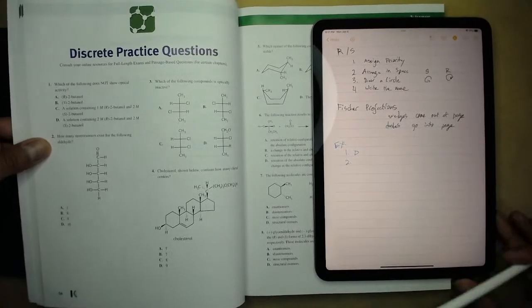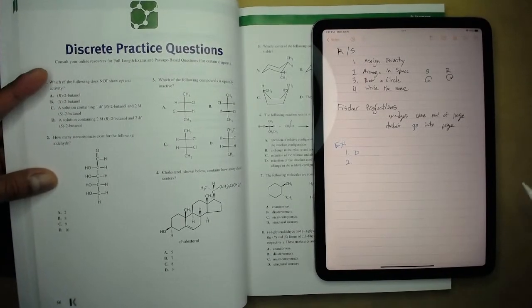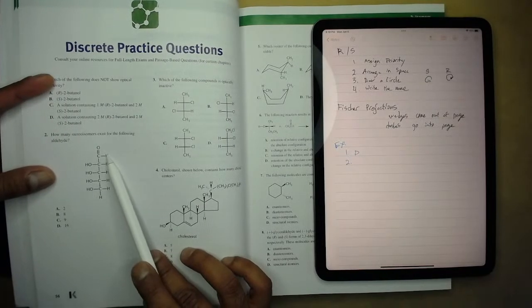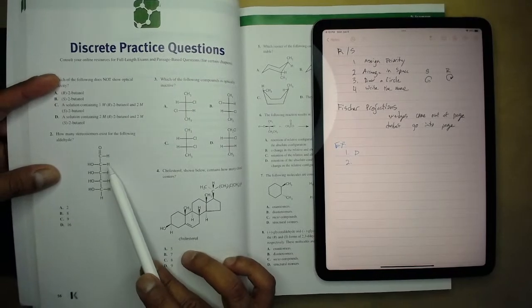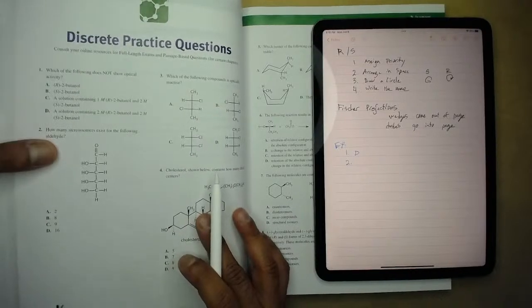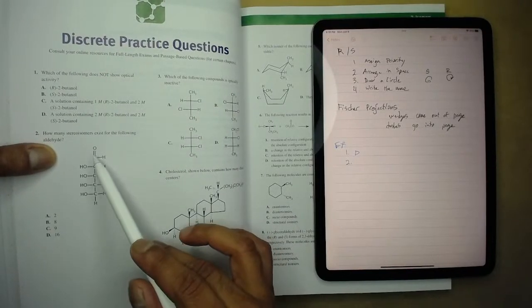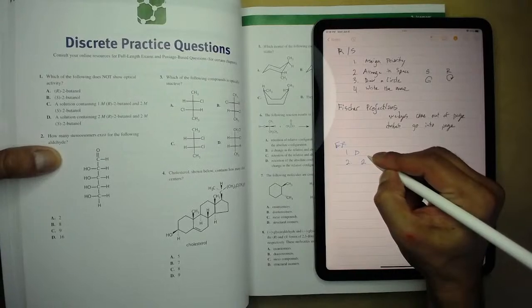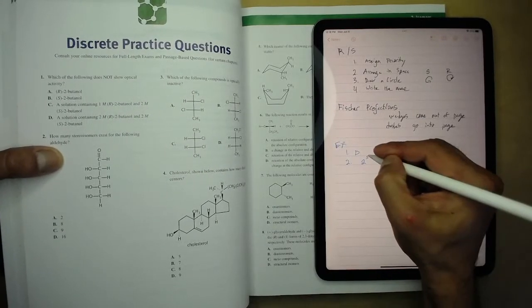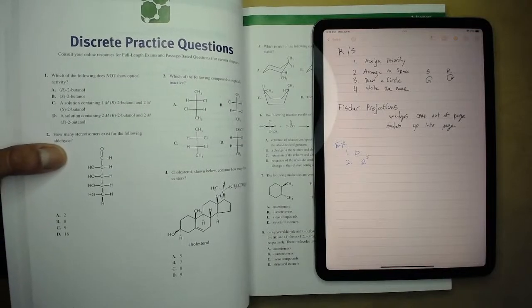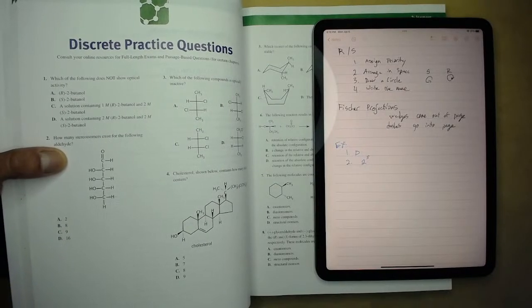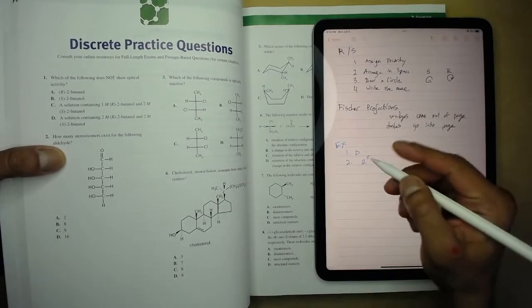Number 2. How many stereoisomers exist for the following aldehyde? Well, you could switch the top around, switch the second one around. Well, I guess for each one of these, you could switch. 1, 2, 3, 4, 5. 5 carbons that you could switch around. I guess it's 2 to the 5 then, right? But that's not even an option. So 16, maybe just 16 then.